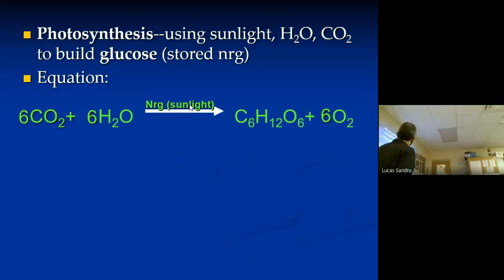And what does that tell us? That tells us that it takes 6 carbon dioxides and 6 waters to make just 1 glucose. So we'll need 6 CO2s. The plant will need 6 CO2s for every 1 glucose it's going to make. Does that make sense?